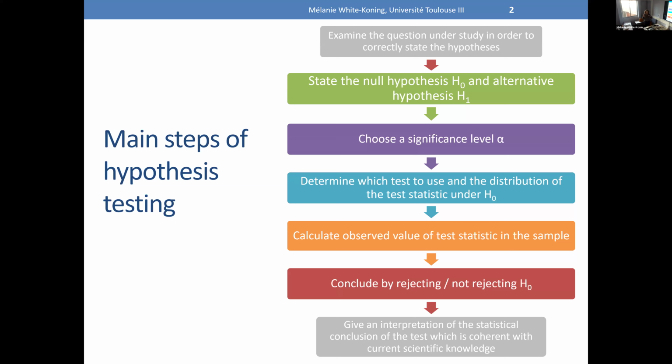Once we know what the distribution of the test statistic that we're interested in should be under the null hypothesis, we will then calculate the observed value of this test statistic in the sample. Depending on where the observed value is in the expected distribution, we can then decide to either reject or not reject the null hypothesis. And then, of course, once we've rejected or not the null hypothesis, we conclude concerning the test.